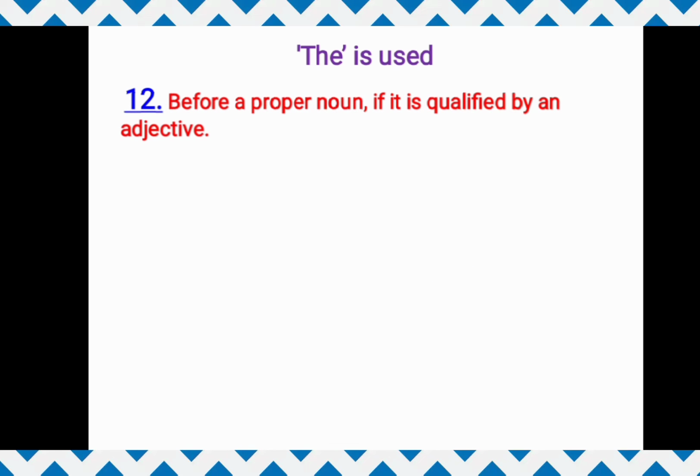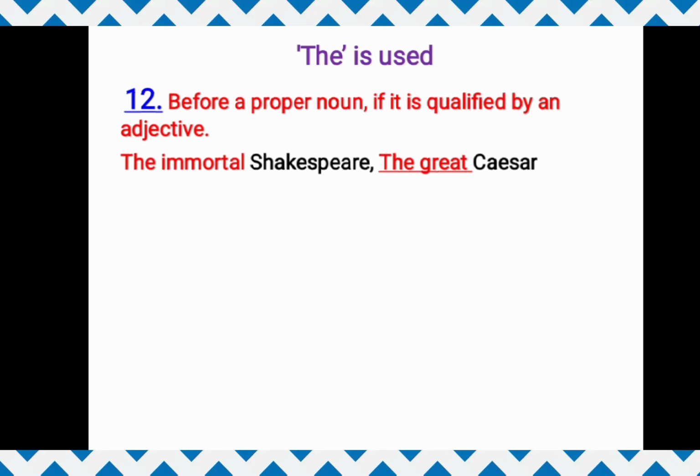That is the 12th use of the definite article the. The is used before a proper noun if it is qualified by an adjective. Here is a condition: if it is qualified by an adjective before a proper noun. The immortal Shakespeare, the great Caesar. The word immortal before a proper noun, immortal Shakespeare, the great Caesar.